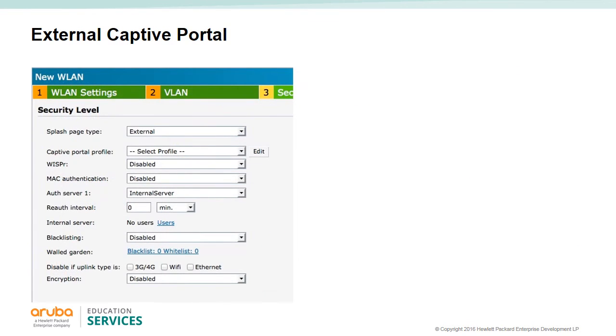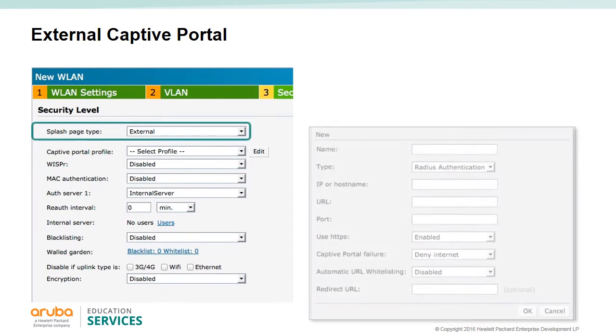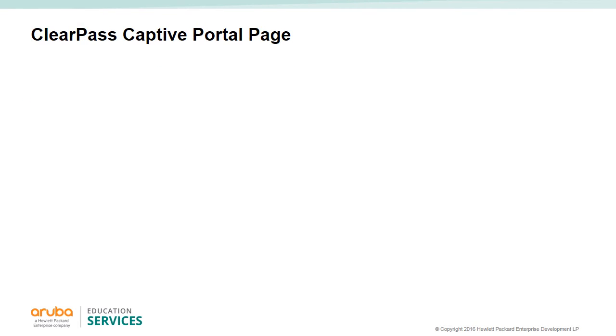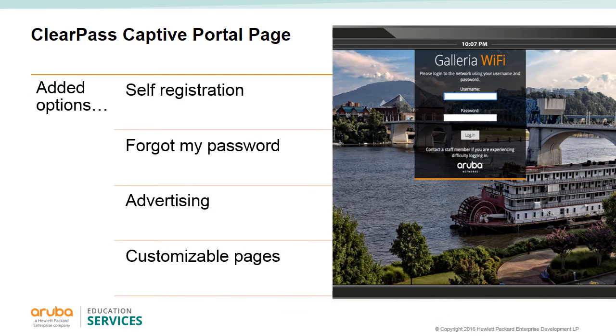If external is selected, configure a Captive Portal profile that will direct the authentication to an external server like ClearPass. This is the ClearPass Captive Portal page. ClearPass has the advantage of having the following options: self-registration, forgot my password, advertising, and customizable Captive Portal pages.